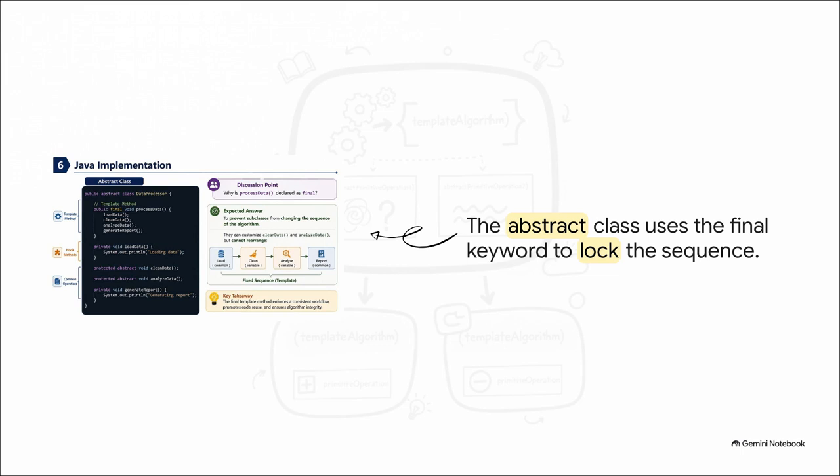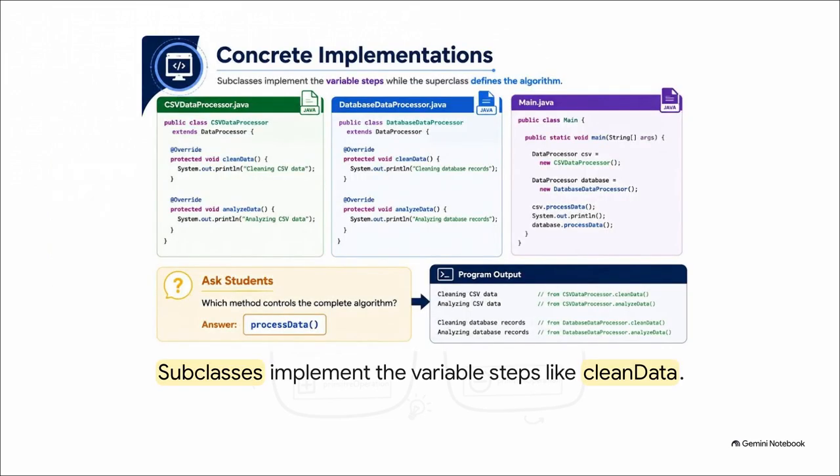specific, strict order. The loadData and generateReport methods are fully fleshed out right there in the abstract class, but cleanData and analyzeData are marked as protected abstract methods. Basically, those are our hooks. And this is where the magic really happens.